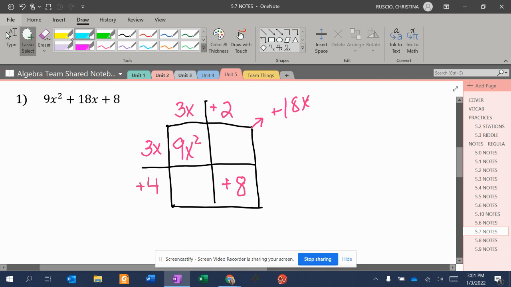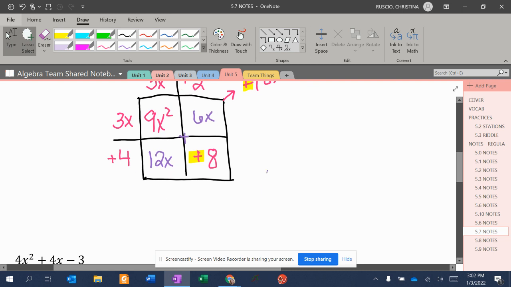I'm making them both positive because all I have in this problem is positive, so I don't have to introduce any negatives. 3x times 4x is 12x. 3x times 2 is 6x. And oh, happy day, 12x plus 6x is 18x. So I was able to get this on the first try. 3x plus 2 all times 3x plus 4.